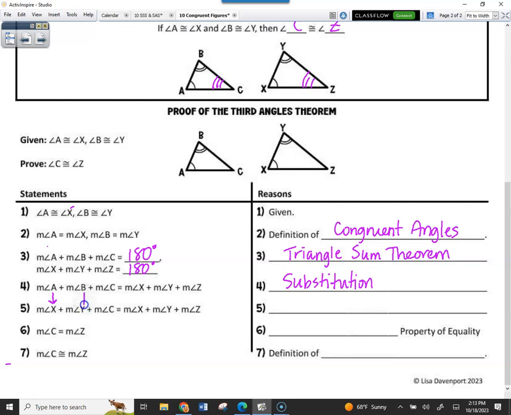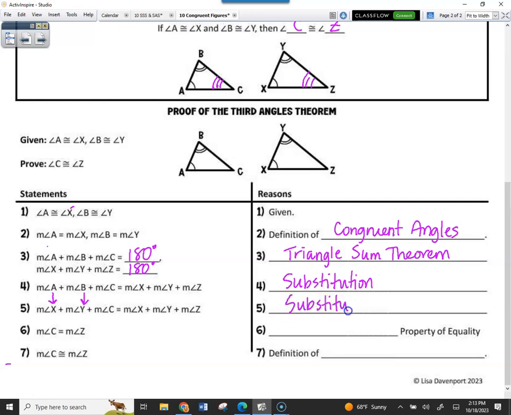What did B become? What did we say in the beginning? We said A is X, and we said B is Y. So what did they do here? They substituted those values in.